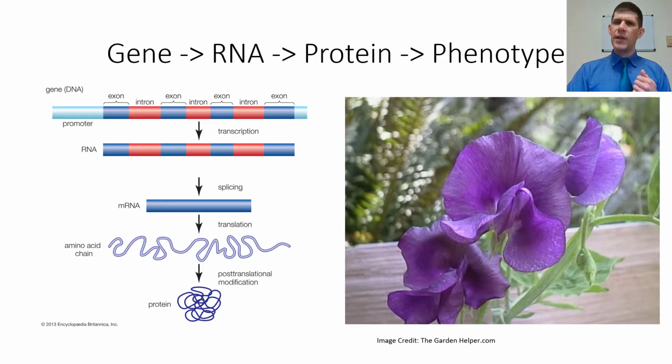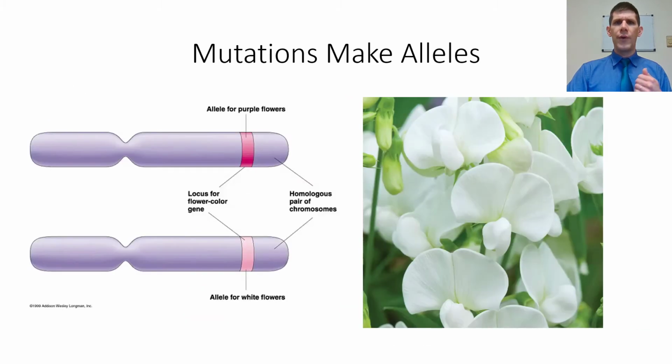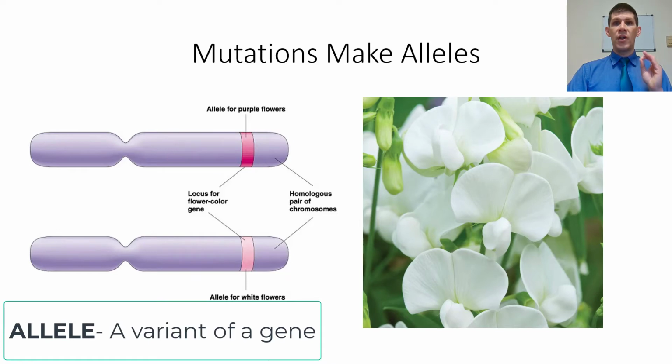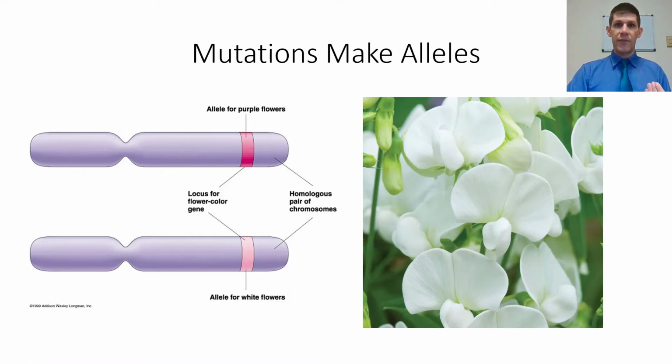But what if there was a mutation to this gene? What would happen then is there would be a different sequence of nucleic acids. In this case, we're dealing with a sequence of nucleic acids that gives rise to a protein that is not capable of making that purple pigment. And this different variant of the gene is what we know as an allele. This allele gives rise to white-flowered plants because this protein produced by this allele is non-functional in making purple pigment.